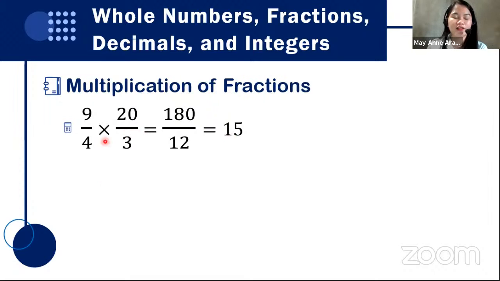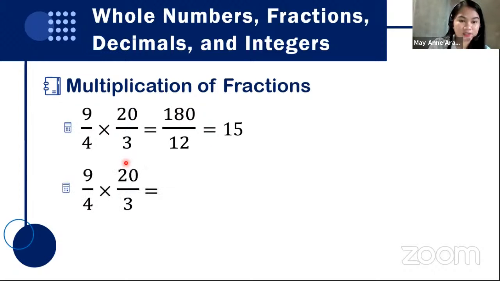But if the two fractions involve larger numbers, you can do the cross cancellation to make the computation easier. You have the 9 and 3. Since 9 and 3 are both divisible by 3, you can divide these numbers by 3. So 9 divided by 3 is 3, and 3 divided by 3 is 1. And for 4 and 20, both of them are divisible by 4. So 20 divided by 4 is 5, and 4 divided by 4 is 1.